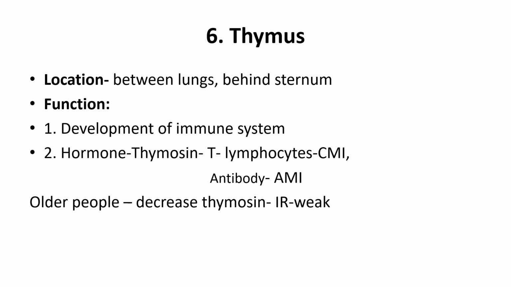Now the sixth gland is the thymus gland. It is located between the lungs behind the sternum, and its function is development of the immune system. The hormone secreted by the thymus is thymosin, which helps T lymphocytes, that means cell mediated immunity and antibody mediated immunity. In older people, if thymosin is less, they have less immune response.